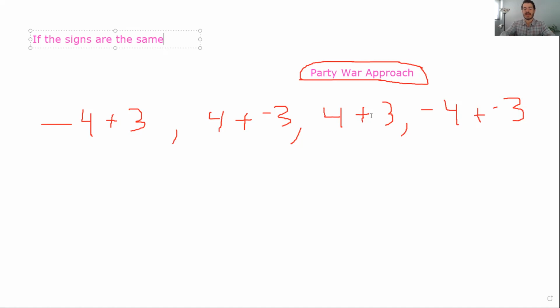So if the signs are the same, and you add because it's a party. All right. So where the signs are, where are the signs the same?